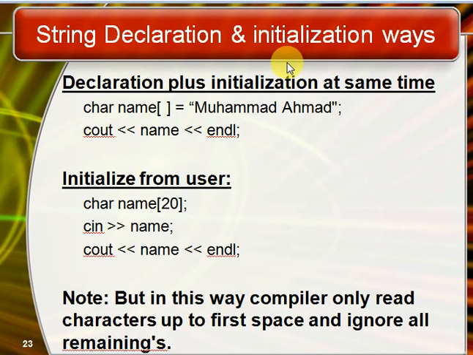String declaration and initialization ways. Declaration plus initialization at the same time: it's a character array, the name of the array is name, its sample name is Muhammad Ahmad, cout this name. Initialization from the user: that is declaration of the array, reading of the array from the user, and displaying the content of the array to the user. Here it is important to mention that in this way the compiler only reads characters up to the first space and ignores all remaining characters or spaces. That is a very important point.